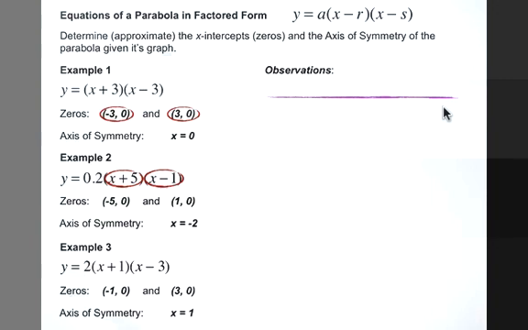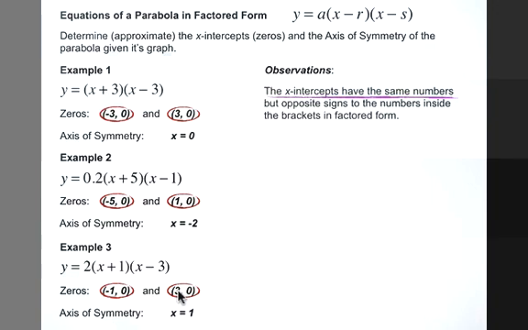The same can be said here. Our r is negative 5, and so is our first x-intercept. Our s is positive 1, our other x-intercept. The same will work out for example 3. Our r is negative 1, which is our first x-intercept, and our s is positive 3, which is our other x-intercept, or 0.